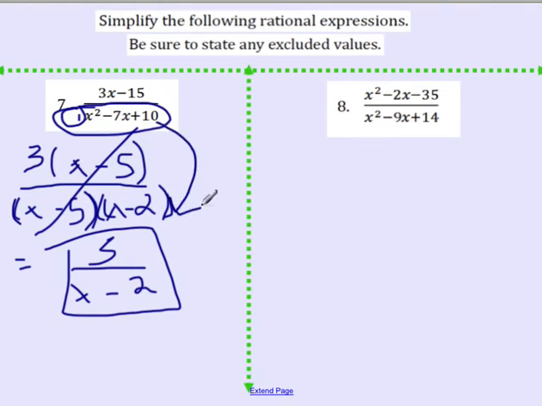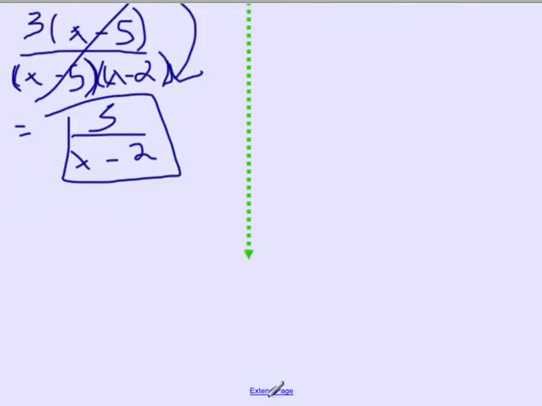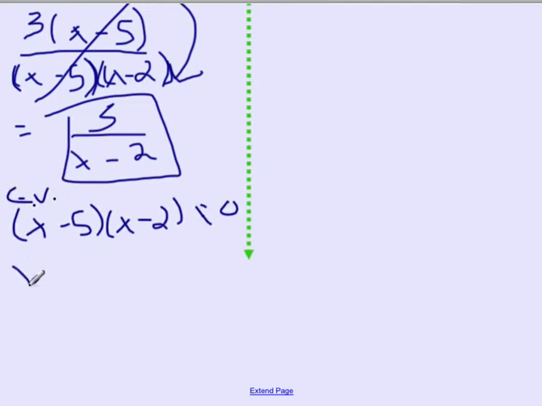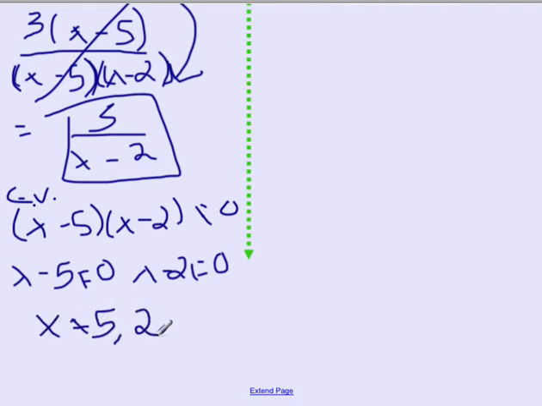Well, this right here is the factored form of my original denominator. So I'm going to use that, and I'm going to set that equal to 0 because that's going to be easier for me to solve, because now I can use the zero product property to find my excluded values. So x minus 5 cannot equal 0, and x minus 2 cannot equal 0. So that means that x cannot equal 5 or 2 for your final answers, your excluded values for number 7.